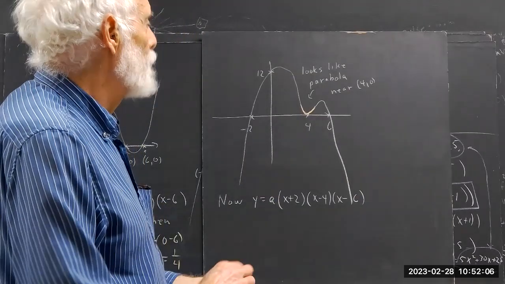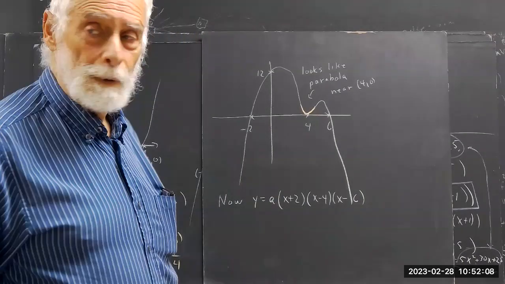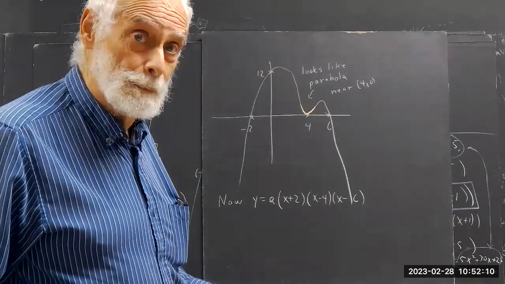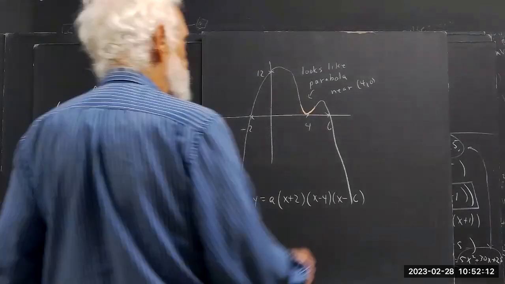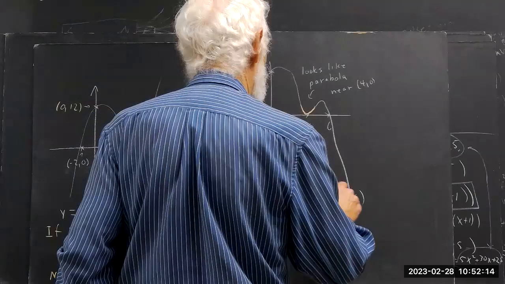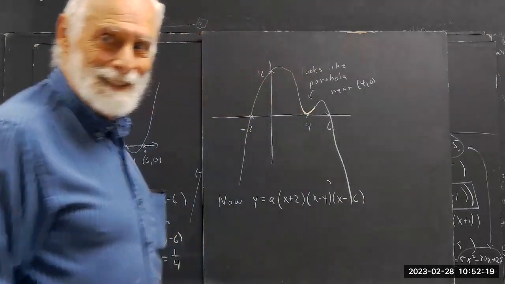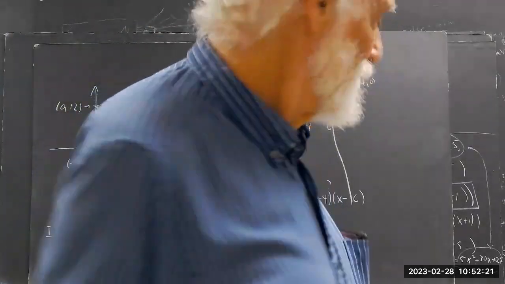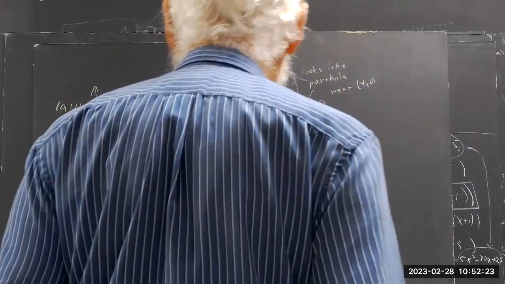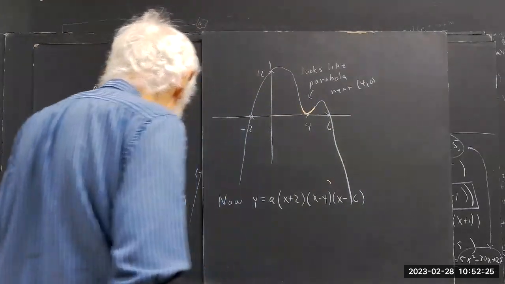And how are you going to get a parabola? A parabola comes from a squaring function. And that means I just shot myself in the foot. That was my last piece of orange chalk.